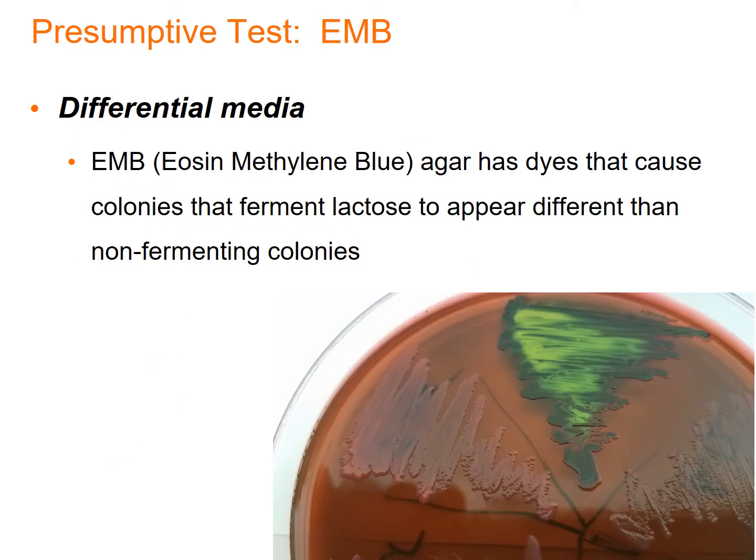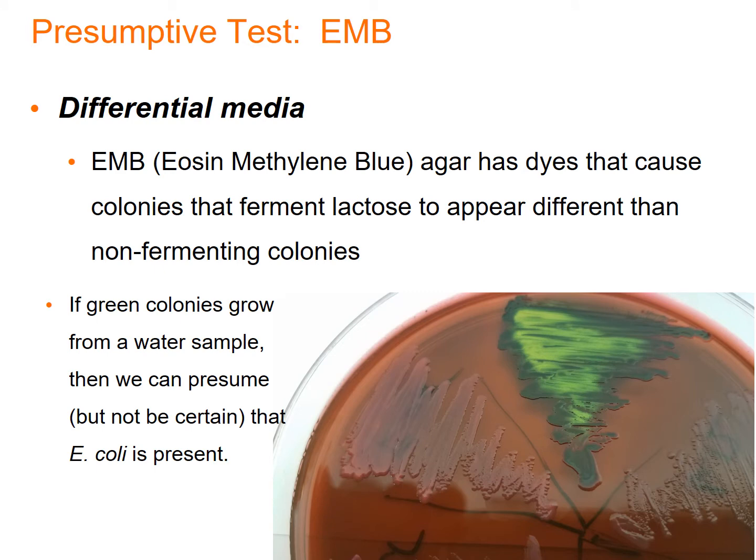So one of our presumptive tests was plating water samples on differential and selective media. And we used EMB. We know that EMB contains a couple dyes, eosin and methylene blue namely, that cause bacteria not only to look different, but to grow on the plate if they are gram-negative. If green colonies grew on our plate from a water sample, then we can presume, but we can't be absolutely certain, that E. coli is present. E. coli has a characteristic green sheen on an EMB plate, but could there possibly be other bacteria that also have that same phenotype? Short answer, yes, there actually are.